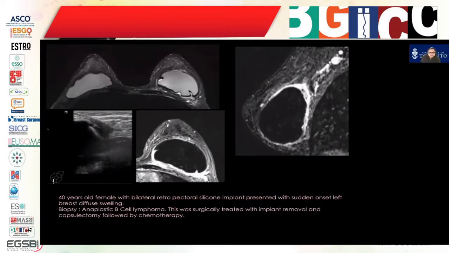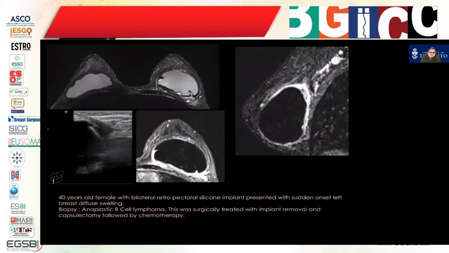And here is a very nice example of an implant in the left breast, which presented with a sudden onset swelling. There's a swelling of the left breast, and there was some hypoechoic tissue around the implant. Obviously, MRI is the best modality to assess implants and implant complications. And here's a post-contrast implant protocol that was performed, and you can see that all around the capsule there is irregular enhancement. This was very abnormal, and this was proven to be anaplastic B-cell lymphoma, which was there in the capsule. So obviously this was removed.